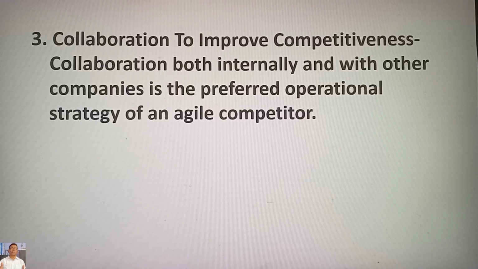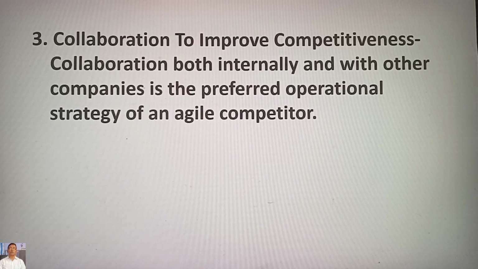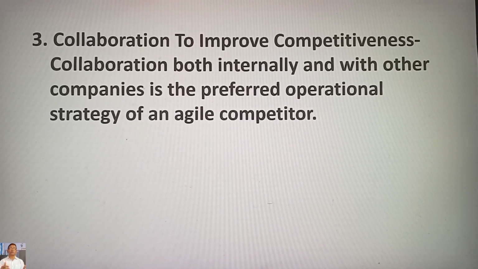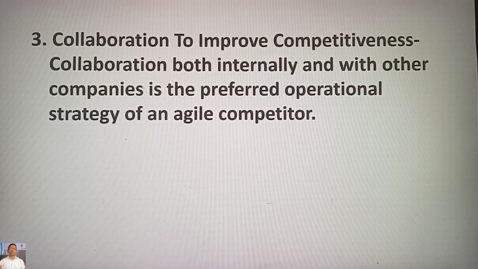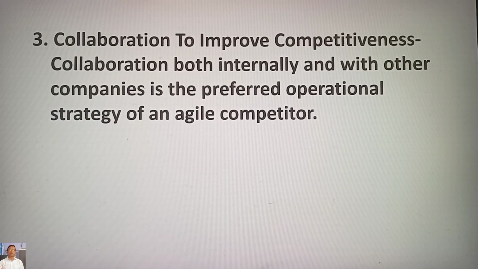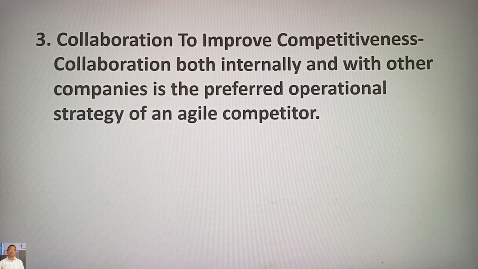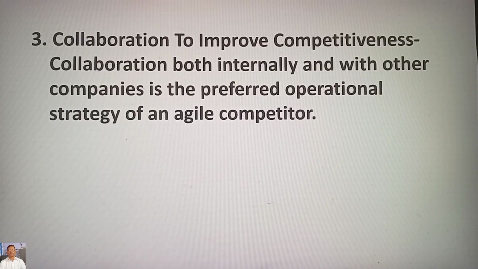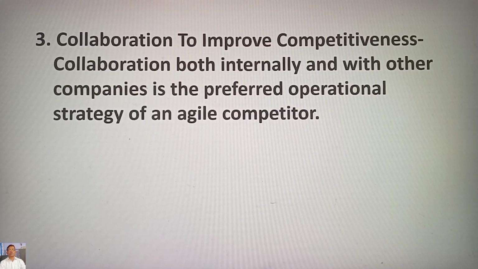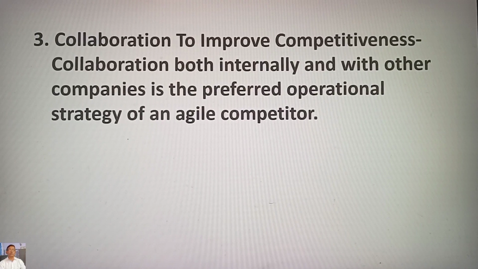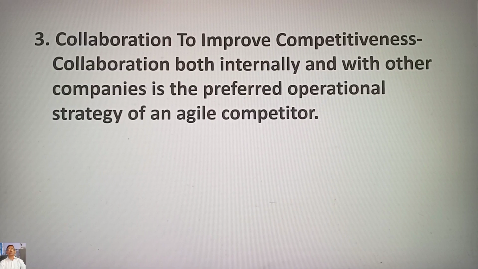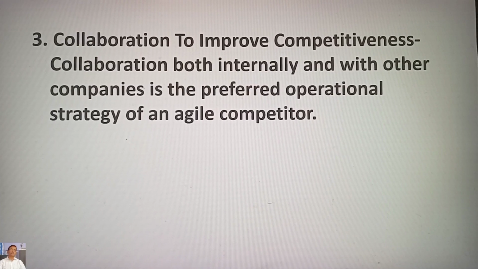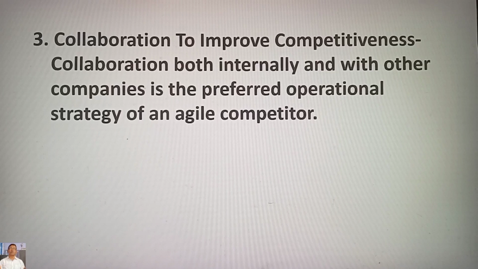Third, collaboration to improve competitiveness. Collaboration both internally and with other companies is the preferred operational strategy of an agile competitor. Their goal is to bring products to market as quickly as possible. The necessary resources and skills are found and used wherever they exist. This may involve partnering with other companies, possibly competitor companies, to create virtual companies.